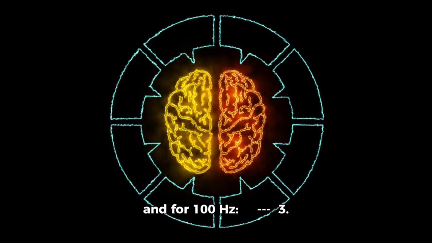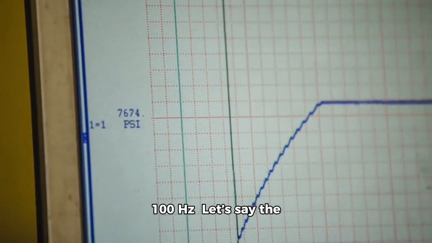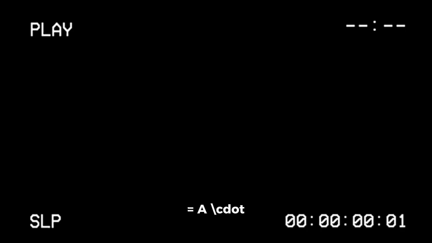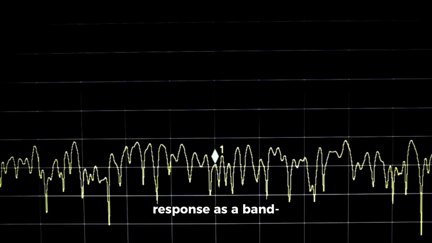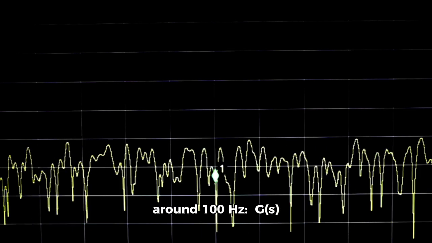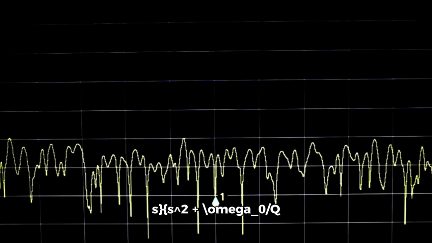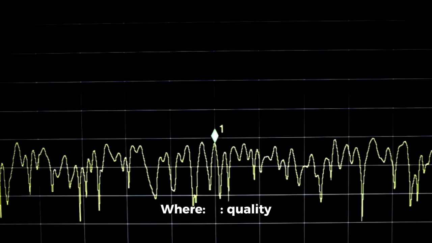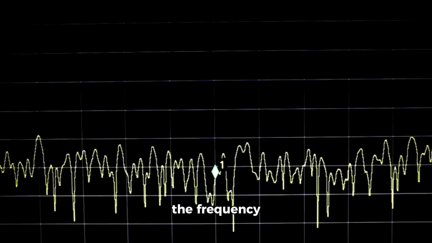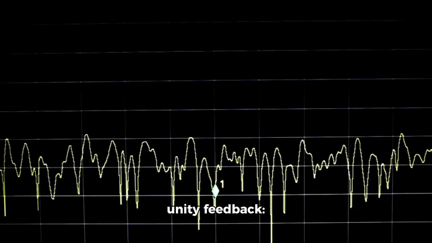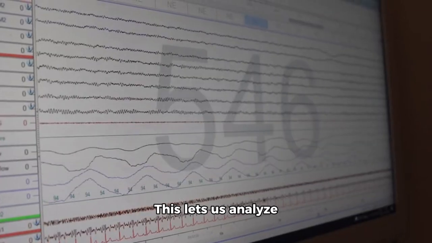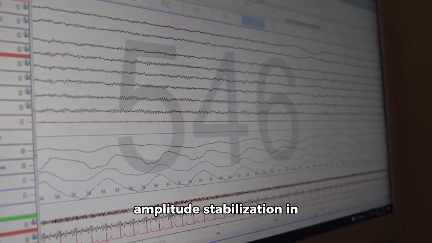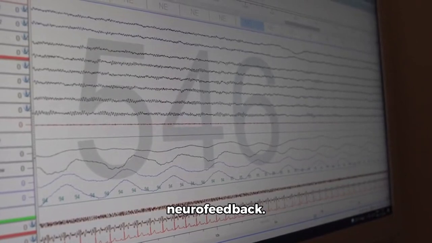3. Example: sinusoidal input at 100 Hz. Let's say the input is x(t) = A·sin(200πt), and we model the brain's frequency response as a bandpass filter centered around 100 Hz: G(s) = ω₀s / (s² + (ω₀/Q)s + ω₀²), where Q is the quality factor, the sharpness of the frequency response. Assume unity feedback. Then H(s) = G(s) / (1 + G(s)). This lets us analyze resonance, phase lag, and amplitude stabilization in a feedback system like neurofeedback.